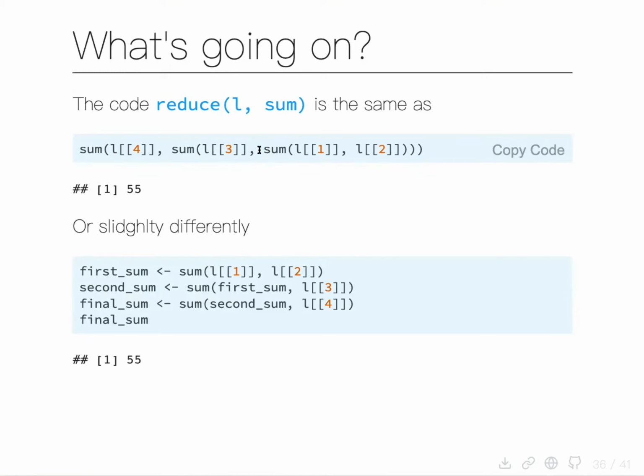Okay, so this is an alternative way of looking at this, and this is kind of big, but basically it's like this, right? Sum L1, L2, and then we're going to add L3 to that sum, and then we're going to add L4 to that sum. Or slightly differently, this is the same thing, but we would say sum L1 and L2, store that in something called first sum. Then we're going to sum first sum and L3, and then we're going to sum second sum and L4 to get our final sum. So as it iterates through, it just collapses the list. Rather than returning each element, it collapses them. Does that make sense?